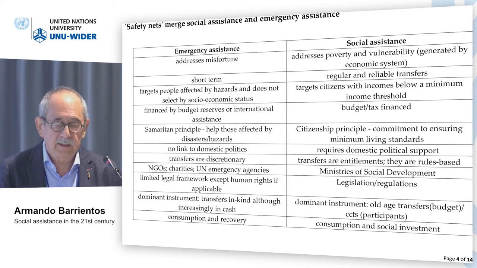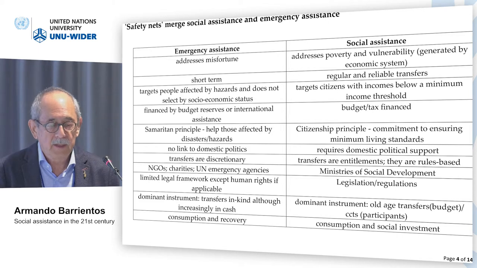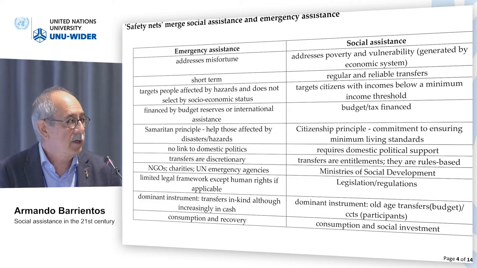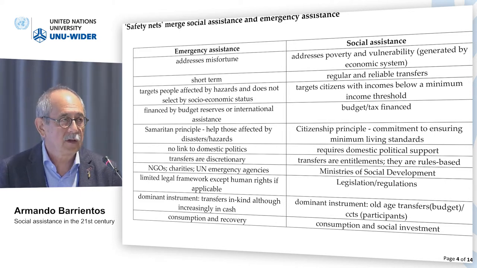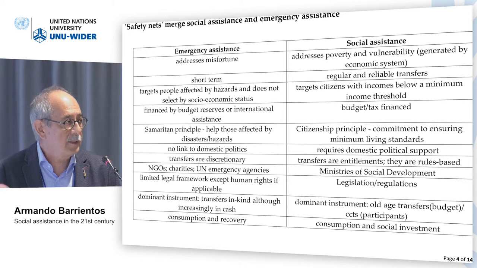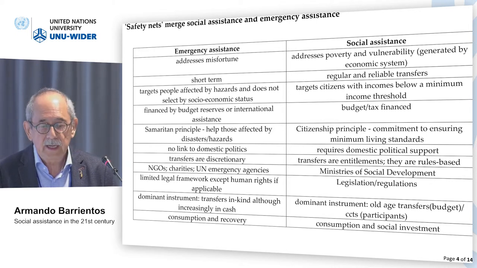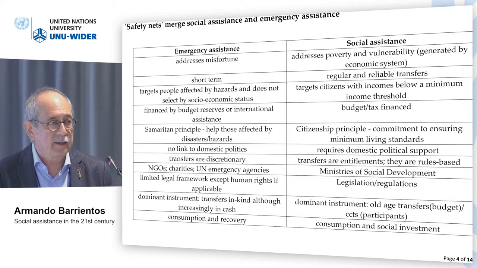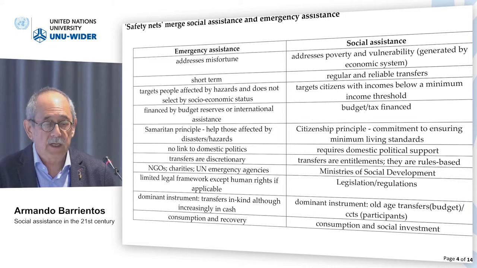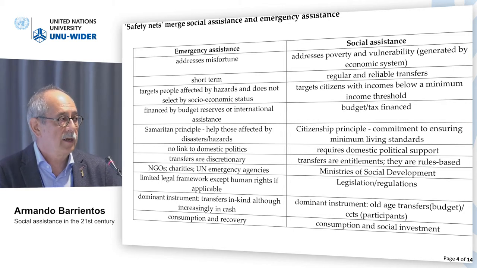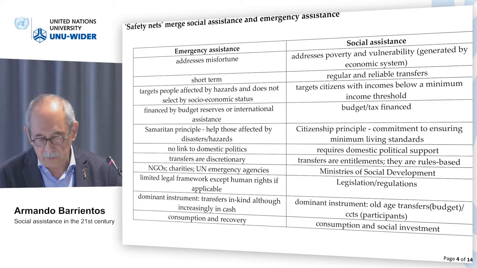The other one which is important is that if you look at the actors involved, in emergency assistance, you have NGOs, charities, UN emergency services, and increasingly in social assistance, you have ministries of social development or agencies that are specifically charged in low and middle income countries with implementing social assistance. The last one is also important. The main objectives of emergency assistance are consumption and recovery, whereas in the case of social assistance, you have consumption and social investment. So there are very significant differences between the two, and in what I'm going to discuss, and in the kind of database that we have collected, we make this distinction very clearly, and we focus solely on social assistance, for the reasons that I discussed.